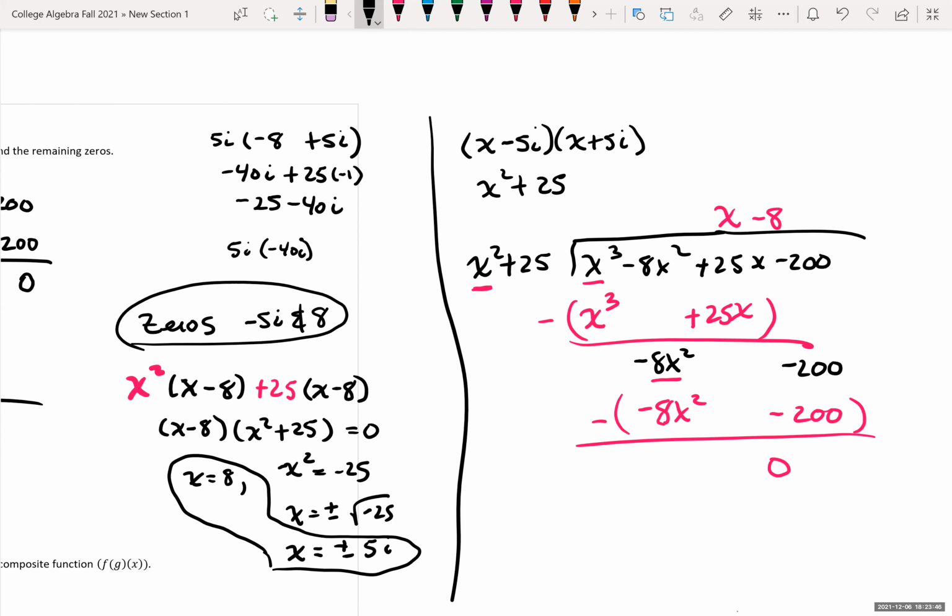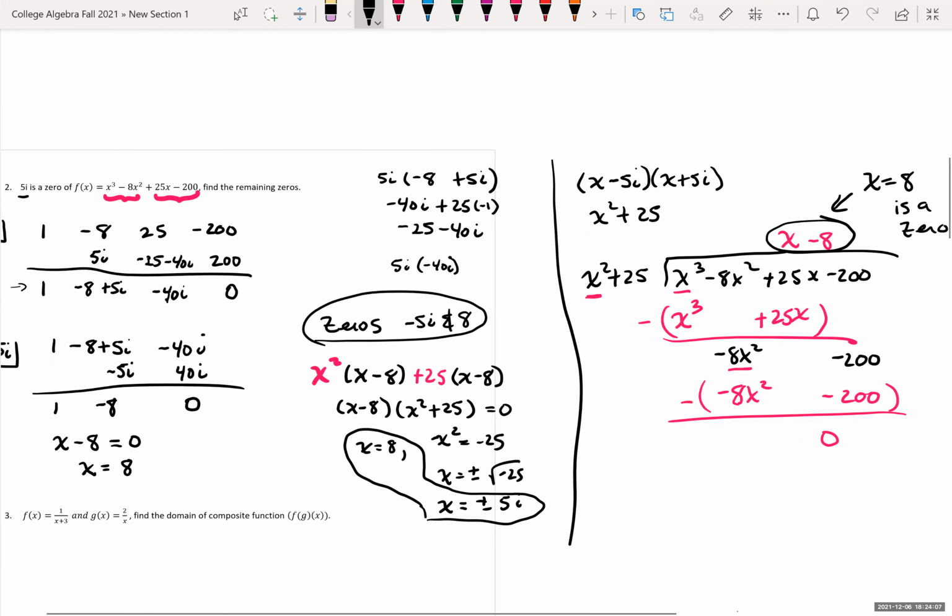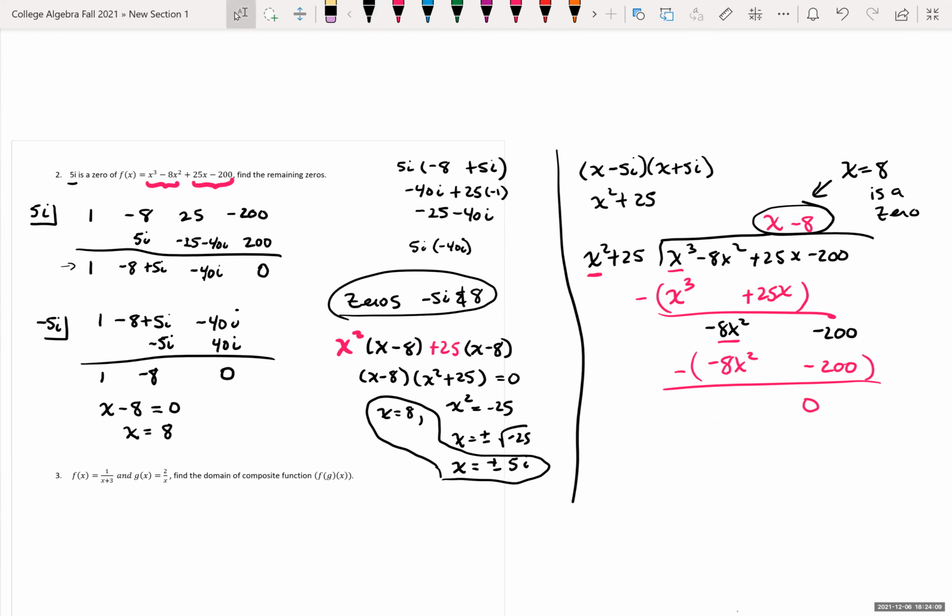And so if we know that x minus 8 is a factor, then x equals 8 is a 0. And so again, we get the remaining zeros are -5i and 8. So there are different methods of going about solving that. I wanted to go through each one because they bring in different topics that we have used throughout the semester, with long division of polynomials or adding and subtracting real and complex numbers, etc.